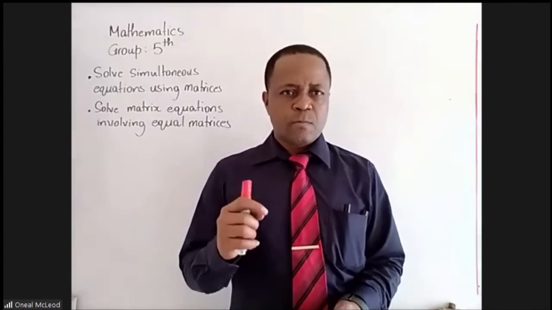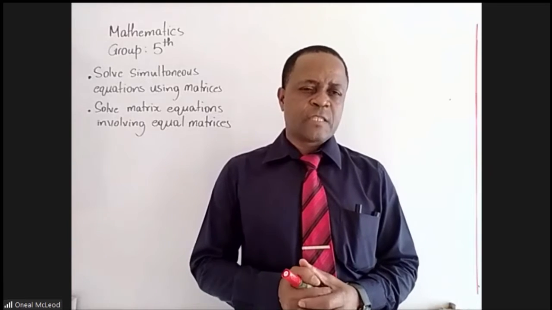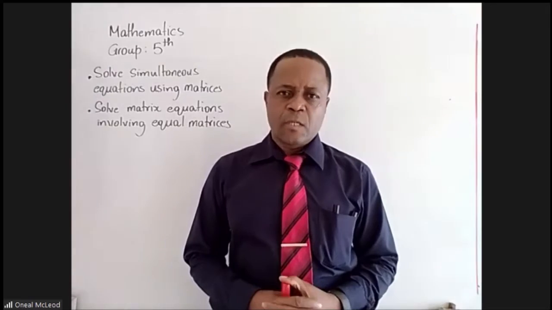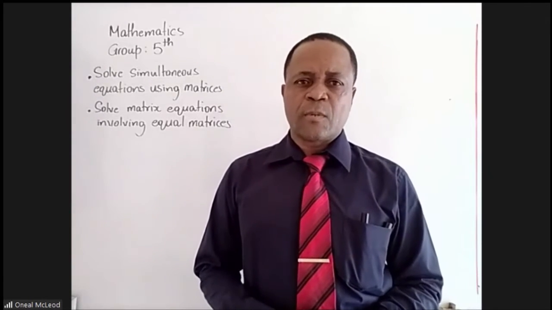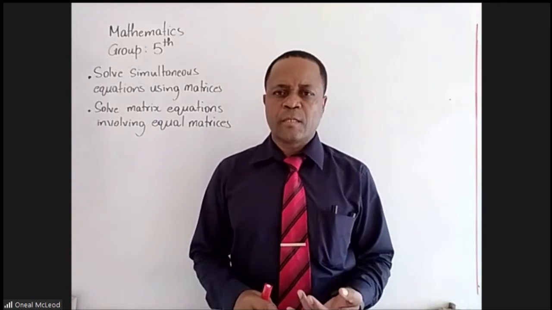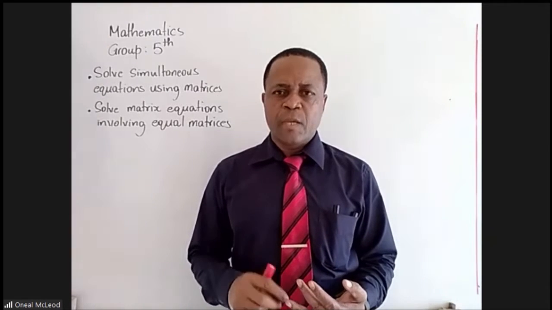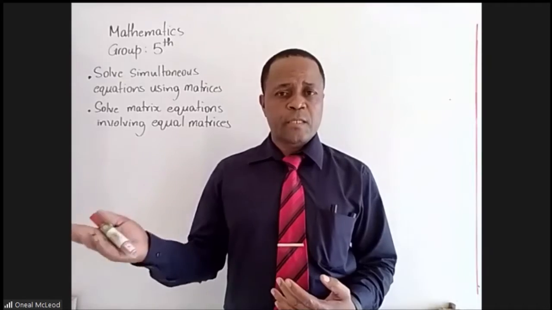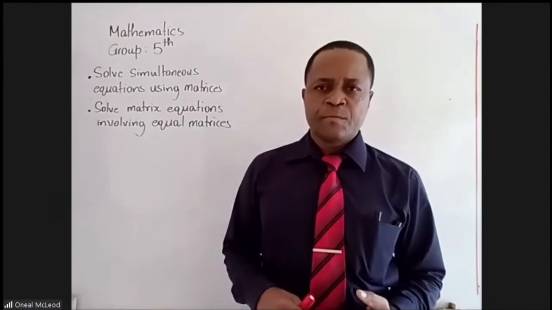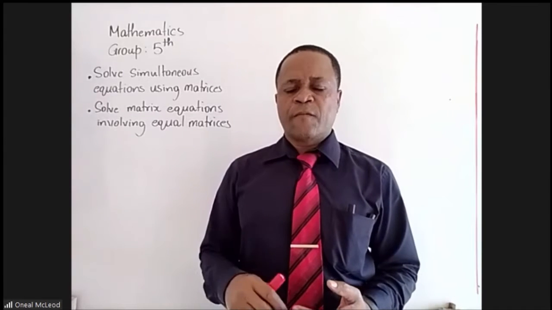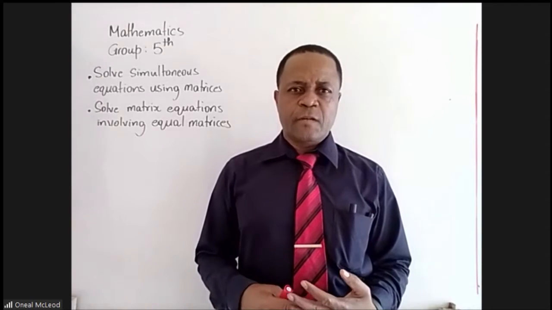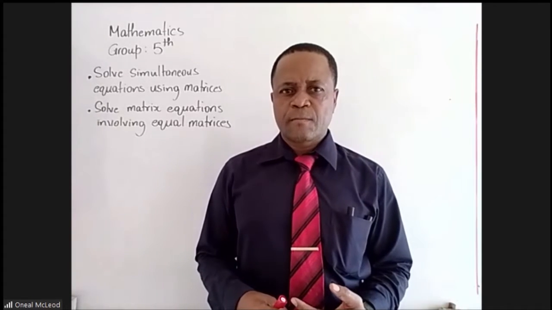All right. So let us just remind ourselves of the steps that we need to carry out when solving simultaneous equations using the matrix method. Step one, we need to write the equations in the matrix form, which is AX equal to C. Step two, we need to find the inverse of the 2 by 2 matrix.